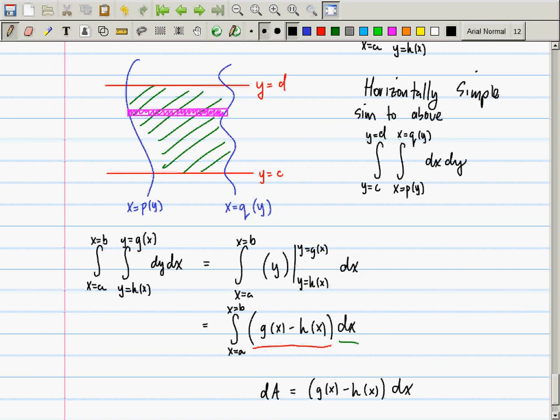But the purpose of writing this here is so that you have the jargon now, horizontally simple, vertically simple, and you can look and see how it's related to these iterated integrals. So any question about this? Okay. So then, now, let's work on doing some of these.